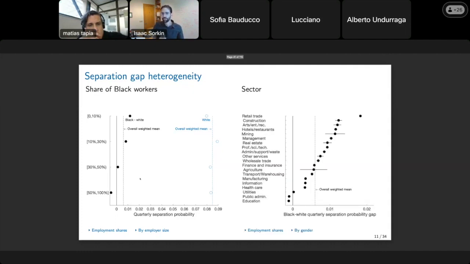The other interesting descriptive thing is to split this by sector. What you see is that retail trade has the largest gap, and public administration and education actually have the smallest gaps, and these are negative. What's striking about retail trade, and things like hotels and restaurants, where these separation gaps are large, is that these are sectors that in audit studies typically come out as more discriminatory. And there's also more customer interaction, and you might think that this might drive some things.